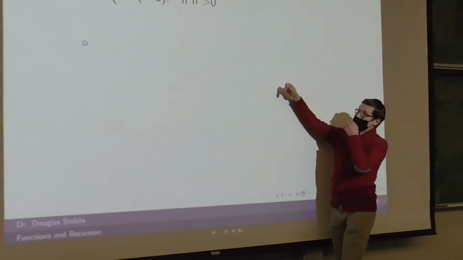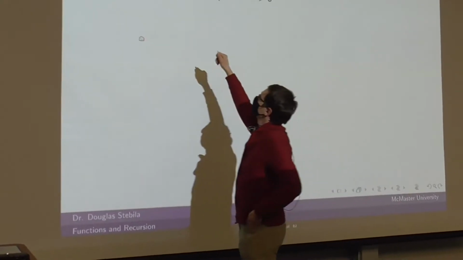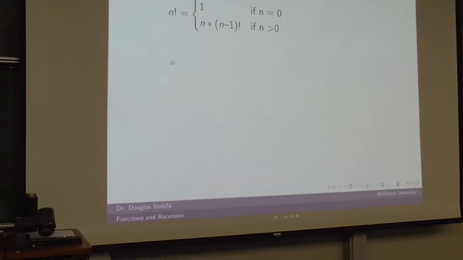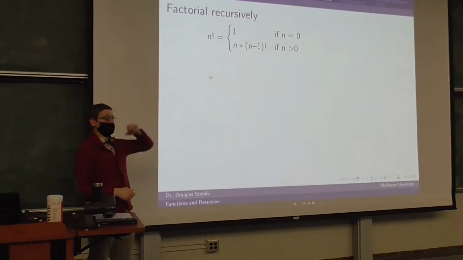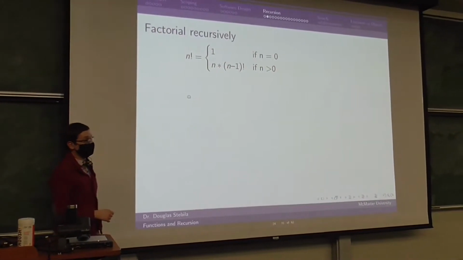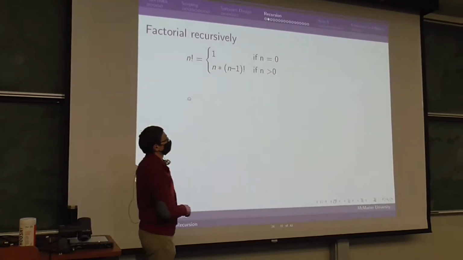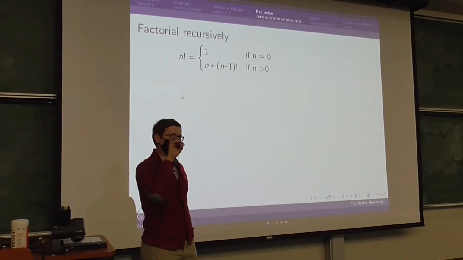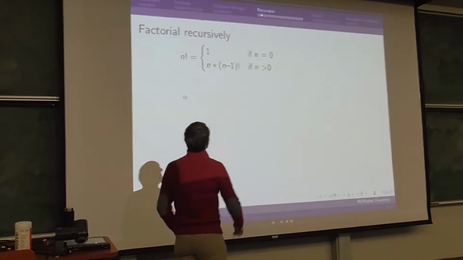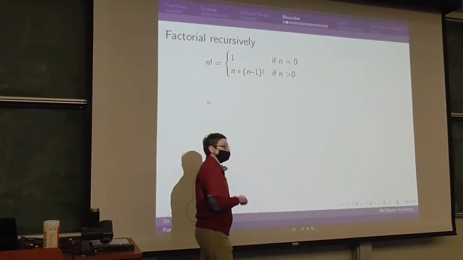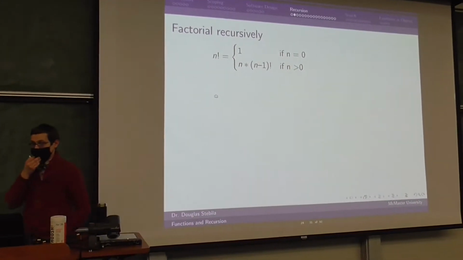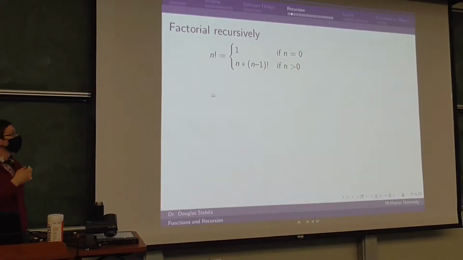Recall the definition of the factorial function. If you're taking the factorial of 0, that's 1. If you're taking the factorial of any number greater than 0, your definition is n times n minus 1 factorial. Notice that factorial is used in the definition of factorial. This makes it a recursive or inductive definition.